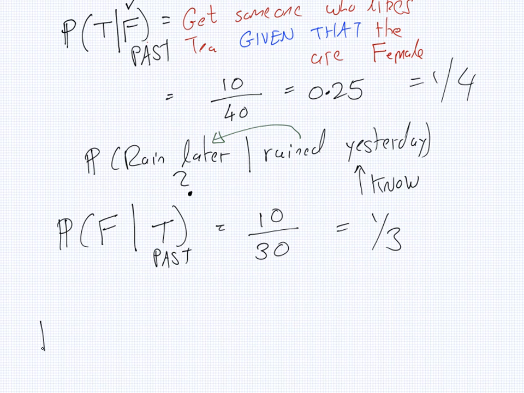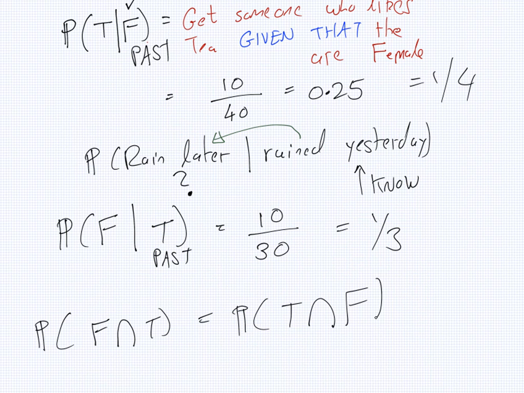The order is not important here though. If I said, what is the probability that they're female and they drink tea, that's the same thing as asking, what's the probability that they drink tea and they're female.